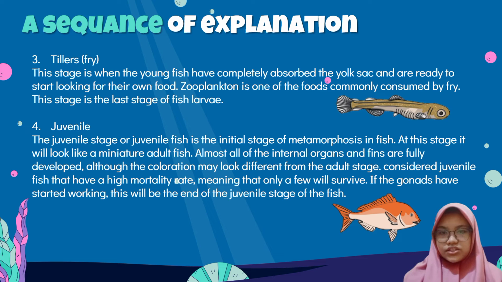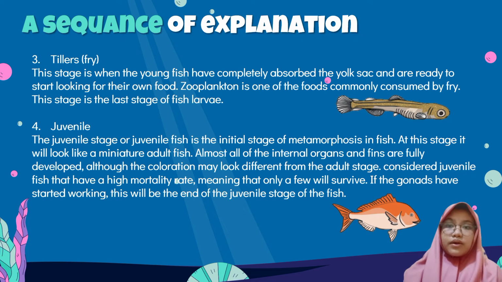The third stage is tiller or fry. This stage is when the young fish have completely absorbed the yolk sac and are ready to start looking for their own food. Zooplankton is one of the foods commonly consumed by fry. This stage is the last stage of fish larvae. The next stage is juvenile.